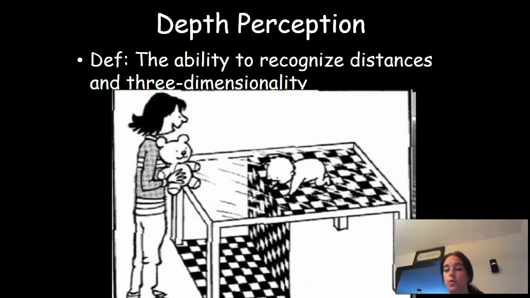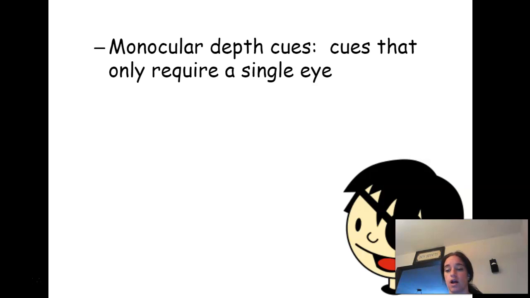Some of them only require the use of one eye. Some of them require the use of two eyes in order to do this. So let's take a look first at your monocular eye cues. Monocular depth cues are cues that only require the use of a single functioning eye. So if your one eye is non-functional for whatever reason, you can still perceive depth.